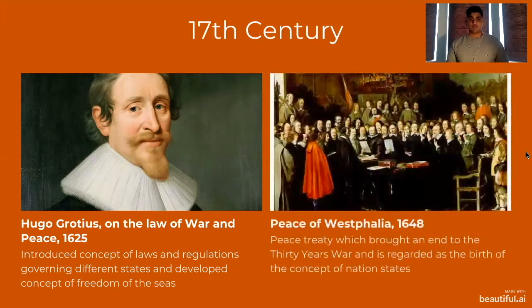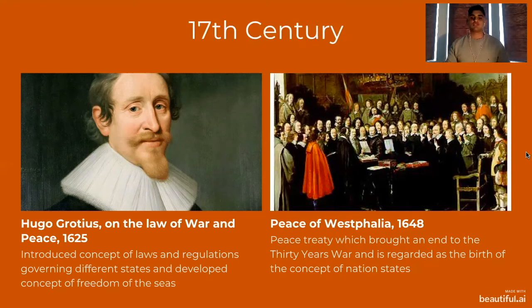The second main development that we saw was the Peace of Westphalia, and that was concluded in 1648. Now, this was a peace treaty that was concluded between different European countries, and it brought an end to the 30 Years' War. And the 30 Years' War was essentially a religious war between different European countries in which there was a lot of bloodshed, a lot of fighting.